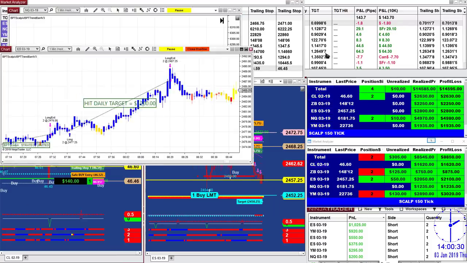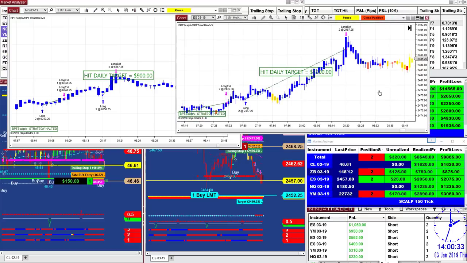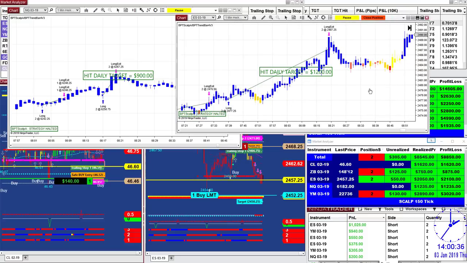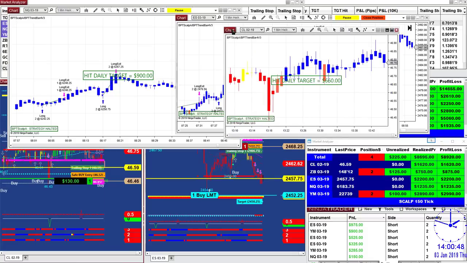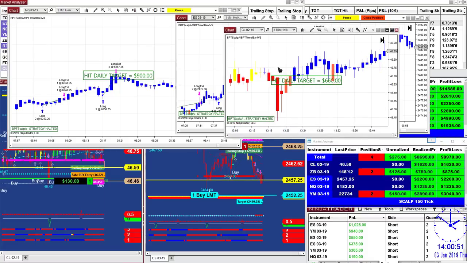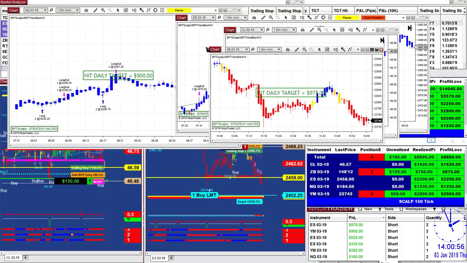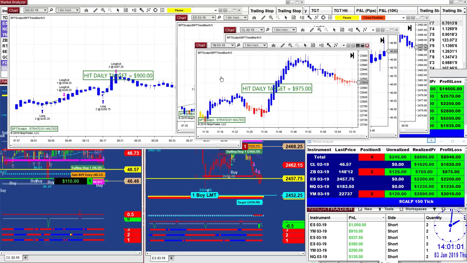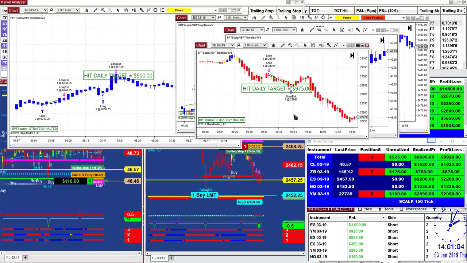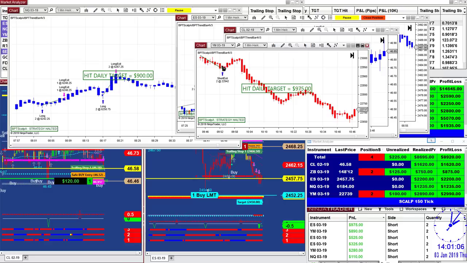This is an ES, also nailed. As you see, it's a scalper A. The target is 500, but it nailed 1200. All of them, the target is 500, and the CL nailed 660, but the target is 500. And finally, the YM nailed 975. Long time. There we go. Those are the 1 minute.